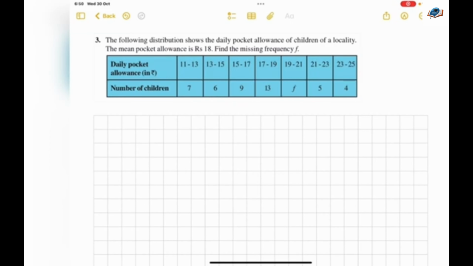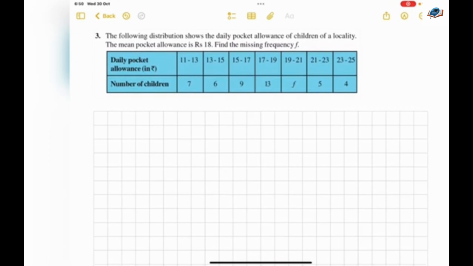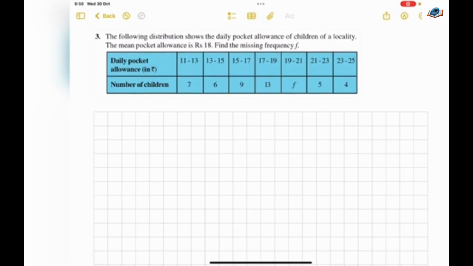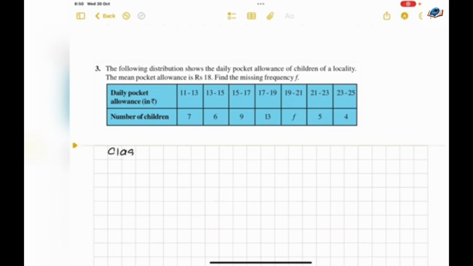Now the third question says the following distribution shows the daily pocket allowance of children of a locality. The mean pocket allowance is rupees 18. Find the missing frequency. Now here we want to find the unknown f. So for that I will be using the step deviation method obviously.